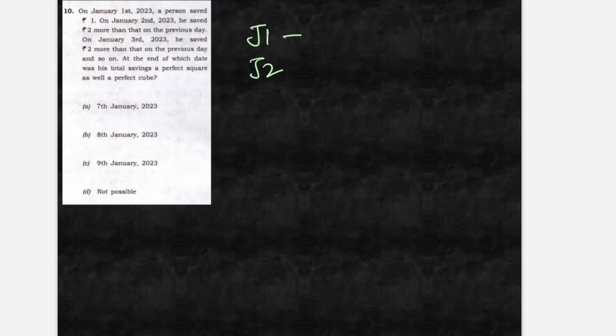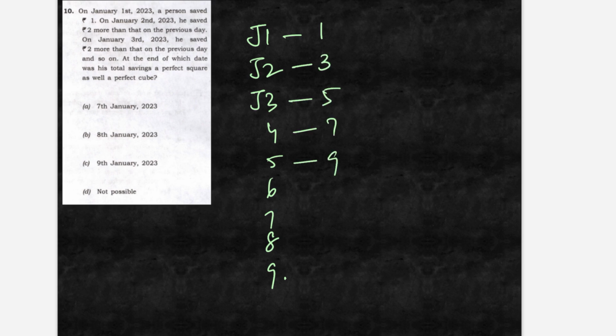So you see January 1st, 2nd, 3rd, 4th, 5th, 6th, 7th, 8th, 9th. So these are the options given here. Let me mark it till there. Right? You need to simply just manually work it out. On January 1st, a person saved 1 rupee. January 2nd, he saved 2 rupees more than that. So 3 rupees, so 5 rupees, 7, 9, 11, 13, 15 and 17.